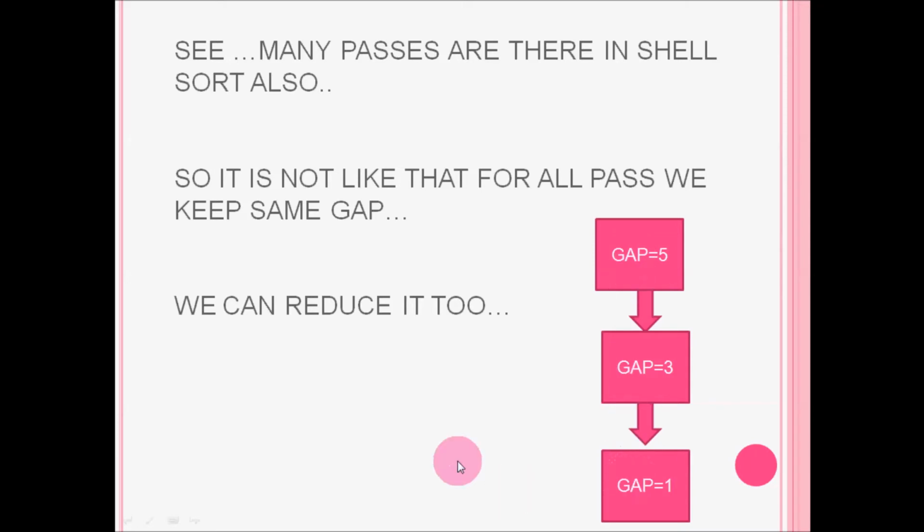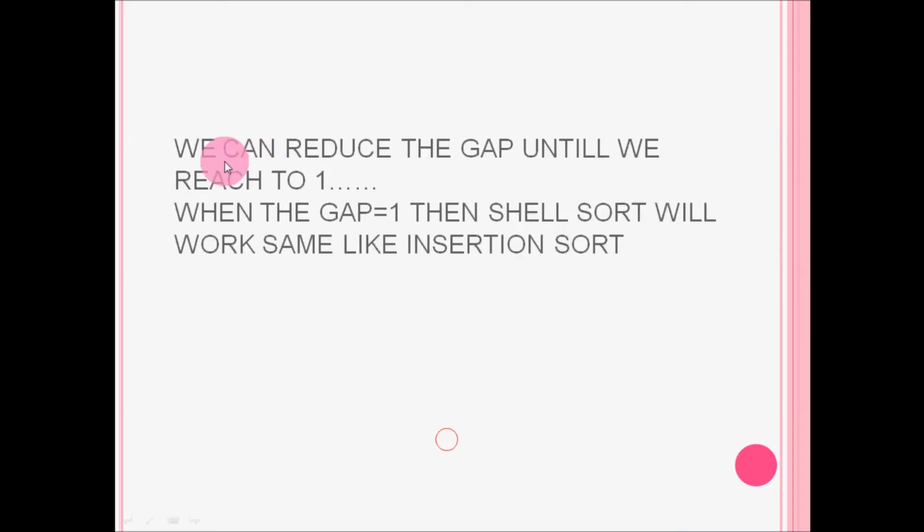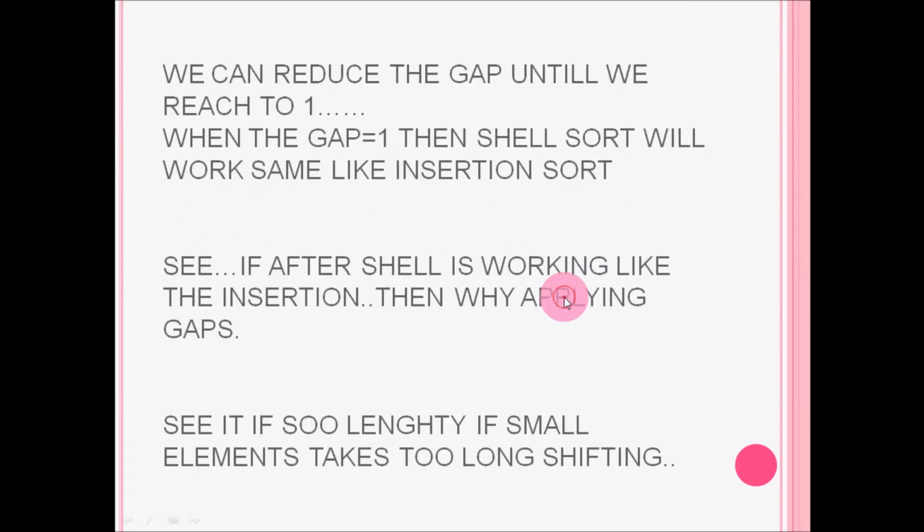Likewise you can choose 2. We can reduce the gap until we reach 1. This is very important: till we reach 1, we have to reduce the gap. When the gap is exactly equal to 1, then shell sort will work the same as insertion sort.